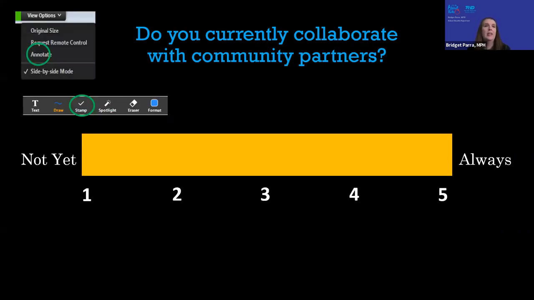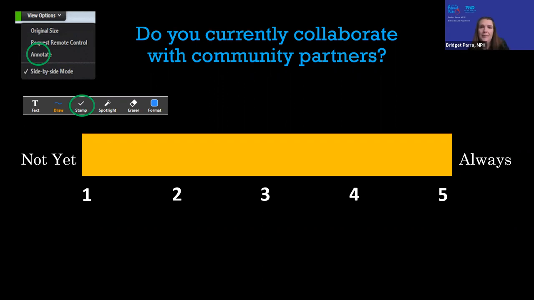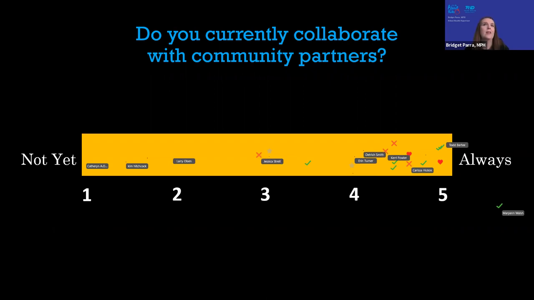What we're going to do is we would like you to participate real quickly with us. At the top of your screen, you should see a lime green bar. At the end of that, you should see something that says view options. If you will select that and then select the annotate option, that will give you a bar of different things that you can use. So you should see text, draw, stamp. We are going to have you select the stamp option. And then we want you to stamp along the continuum bar where you are. Do you currently collaborate with community partners? We're either going to be at not yet, so down at a 1, or that we're already there. And if you do not have access to this annotate option, please feel free to put it in the chat based on the numbers on the screen.